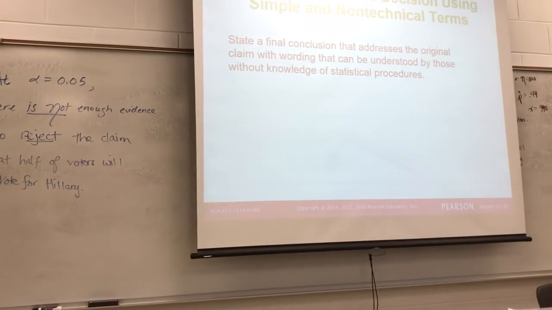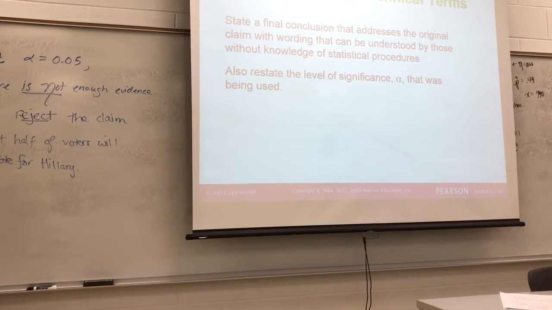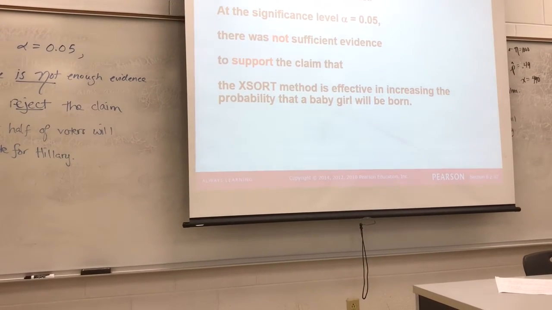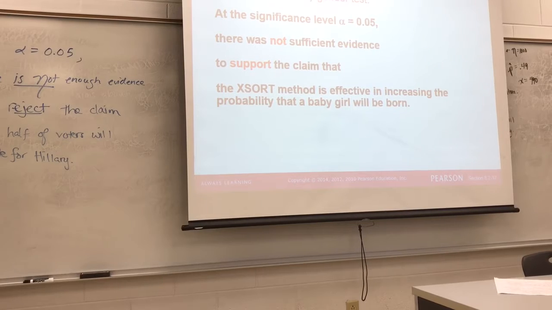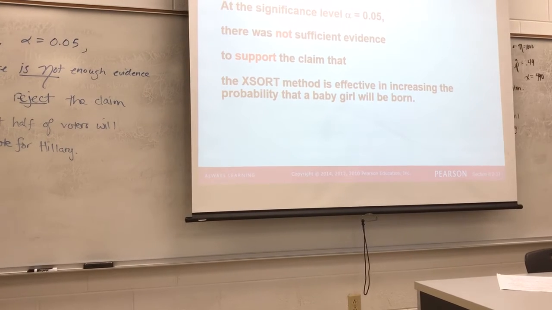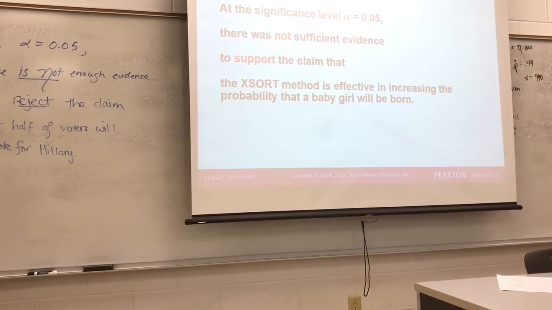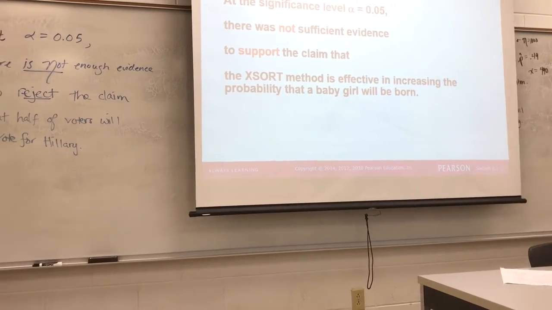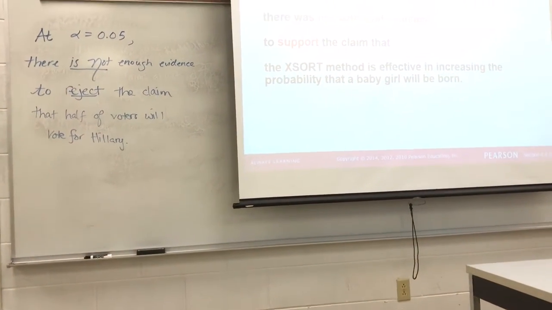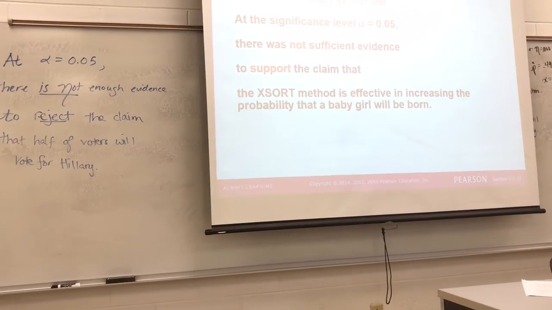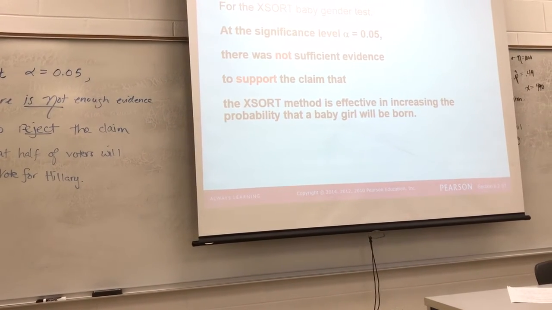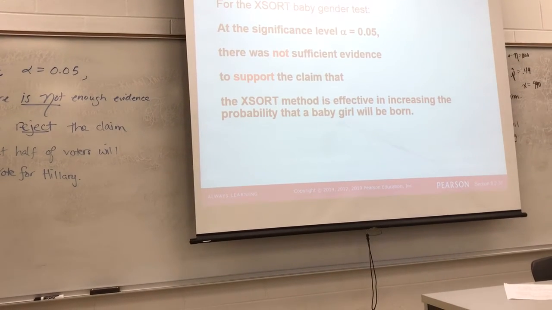All right, then the conclusion. It's kind of like the final answer. It's where you want to restate alpha, and then whether there was or was not enough evidence, sufficient evidence is the word they use, and then whether you use the word support or reject. In this case, the claim was that the XOR method increases the probability, so that was an alternative hypothesis, so they use the word support. Those four pieces: restate alpha, whether there is or is not enough evidence, whether you support or reject the claim, and then what the claim is.